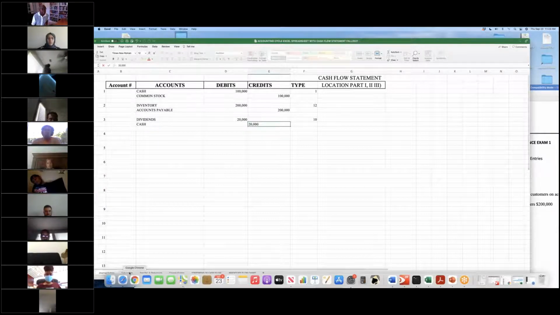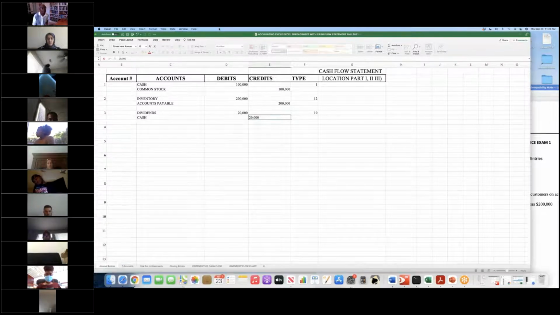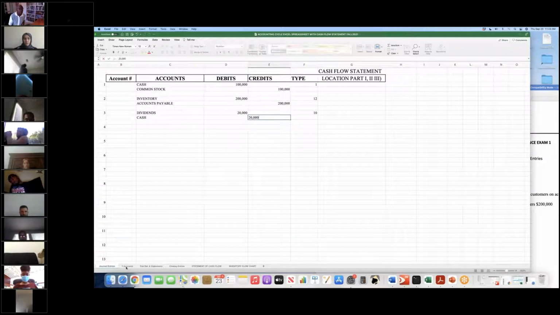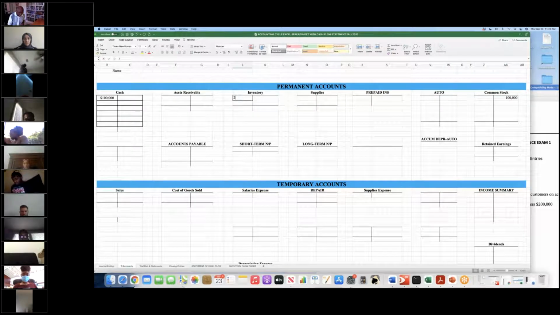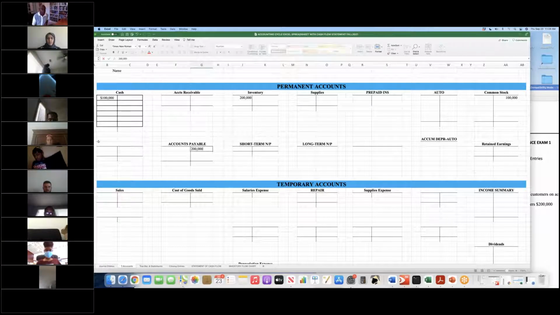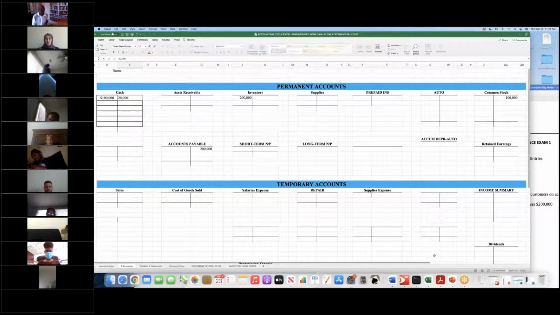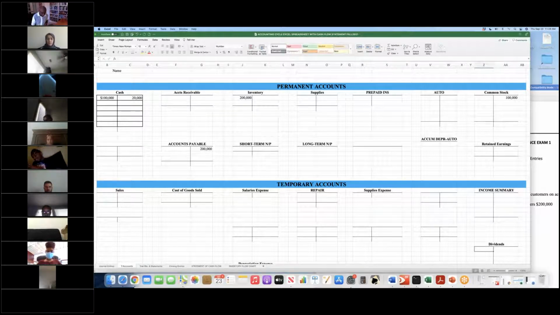And let's see if we can get these posted. So we debit inventory for 200,000 and credit accounts payable for 200,000. Then we credited cash for 20,000 and we debited dividends for 20,000.